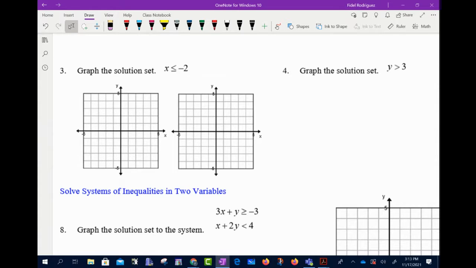All right. So let's take a look at these next two, y'all. Graph the solution set. Number 3 and number 4 are actually... I'm going to show you the easy breezy cover-up way of doing these problems.